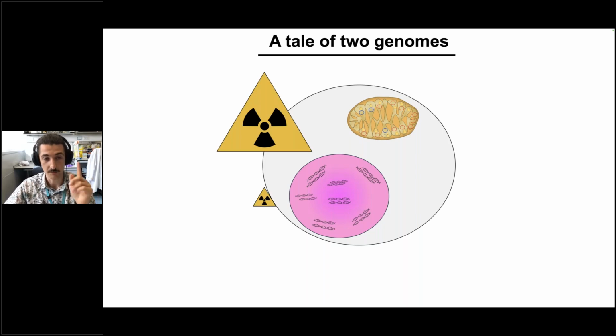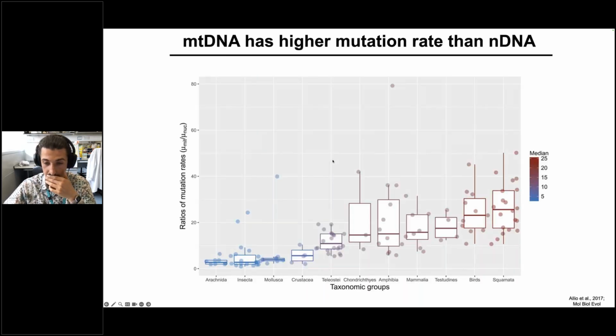The mitochondrial genome mutates at a much faster rate than the nuclear genome. For example, this is a phylogenetic plot where the mutational rates of the mitochondrial genome over the nuclear genome are shown for different groups of species. What we can see is that this ratio is always higher, showing that the mitochondria mutates faster than the nucleus in all of these species. This can range from 5 to 10 times faster, all the way to 10 to 20 or even 40 times faster in mammals.